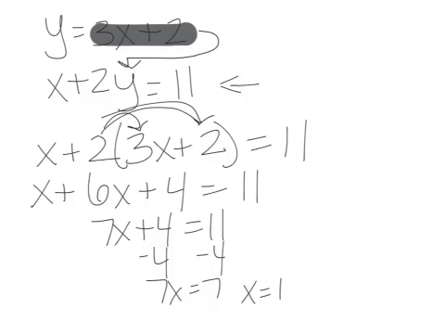Now, this is good. We know what x is equal to, but the solution to a system is the point, the coordinate point, where two linear functions cross.